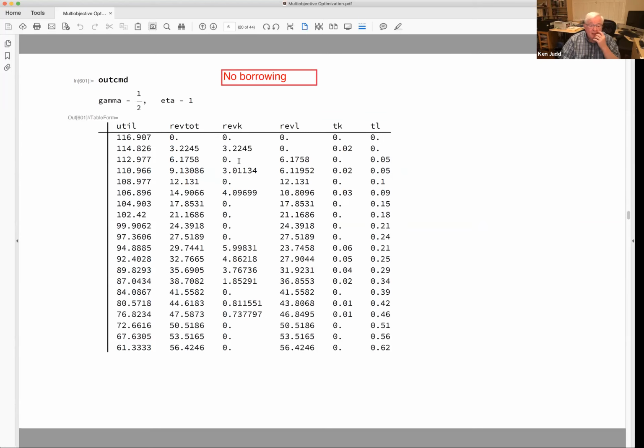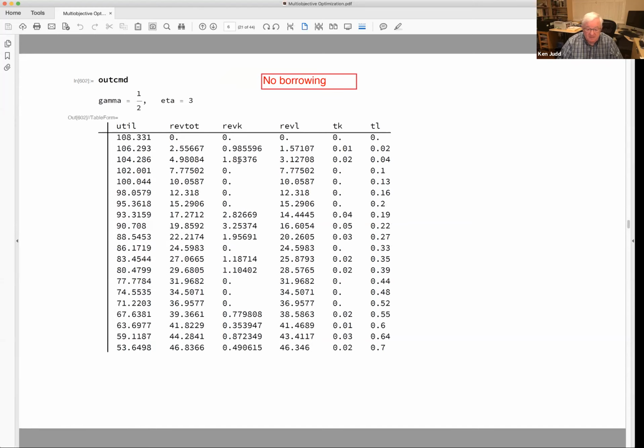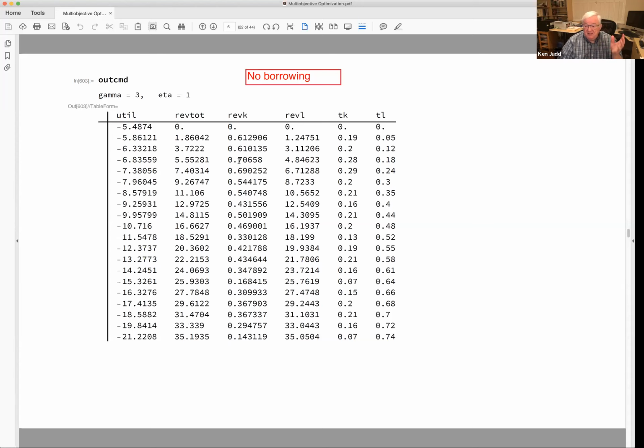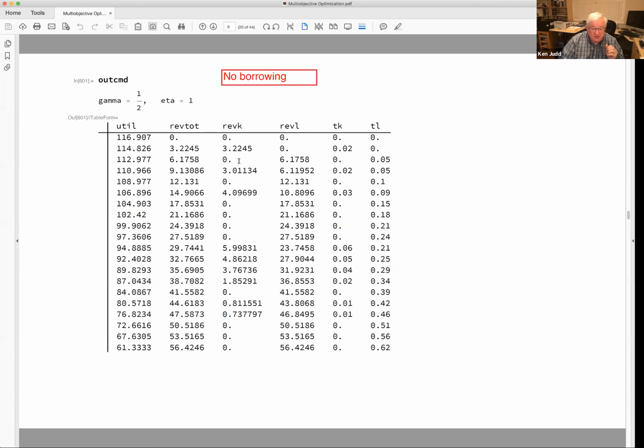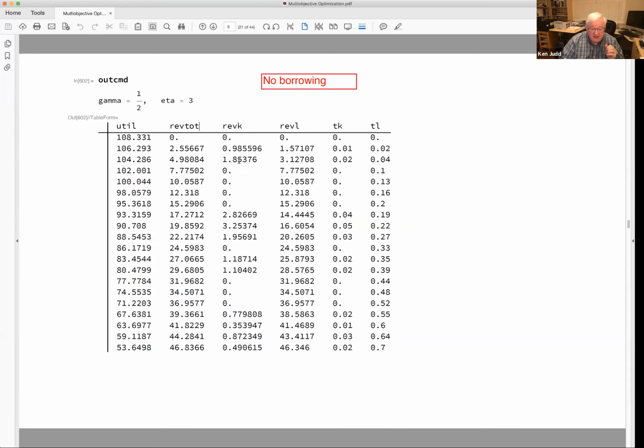Now, here we say you don't borrow. So this is now Glenn and me. We couldn't borrow against future income. So we had to live off of our earnings during the summertime. And then after we got out of college, we went to graduate school, we had to live off of whatever we had then. Now notice what happens for small gamma, gamma equals a half.